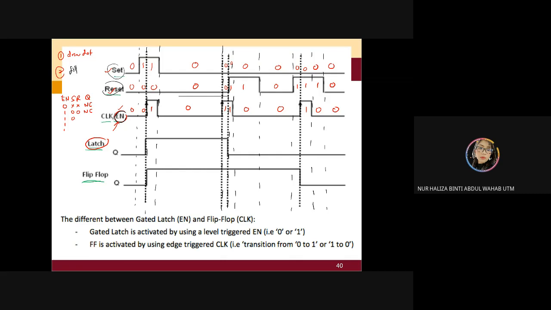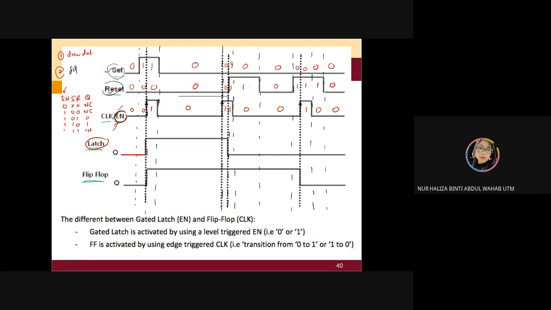What else? 0, 1, reset. I put the number only. 1, 0, set. And 1, 1, invalid. Okay, from this, I'm going to look into my EN first. EN is 0, no change. EN is 0, no change.